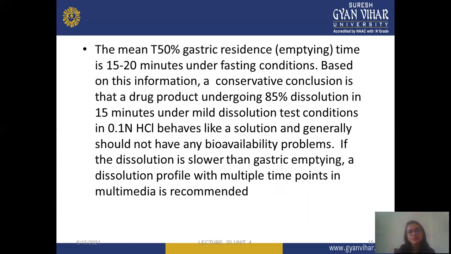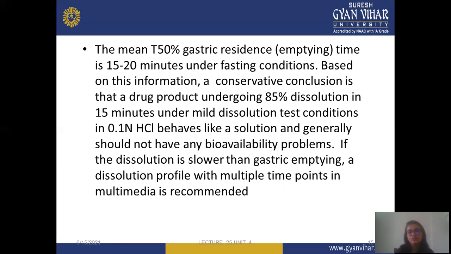Next is the mean 50% gastric emptying time, which is 15 to 20 minutes under fasting conditions. In this, almost 50% emptying takes place within 15 to 20 minutes during fasting condition. The conclusion from this information is that a drug product undergoing 85% dissolution in 15 minutes under mild test conditions in 0.1 normal HCl behaves like a solution and generally should not have any bioavailability problem. Means within these 15 to 20 minutes, almost 80% dissolution takes place.